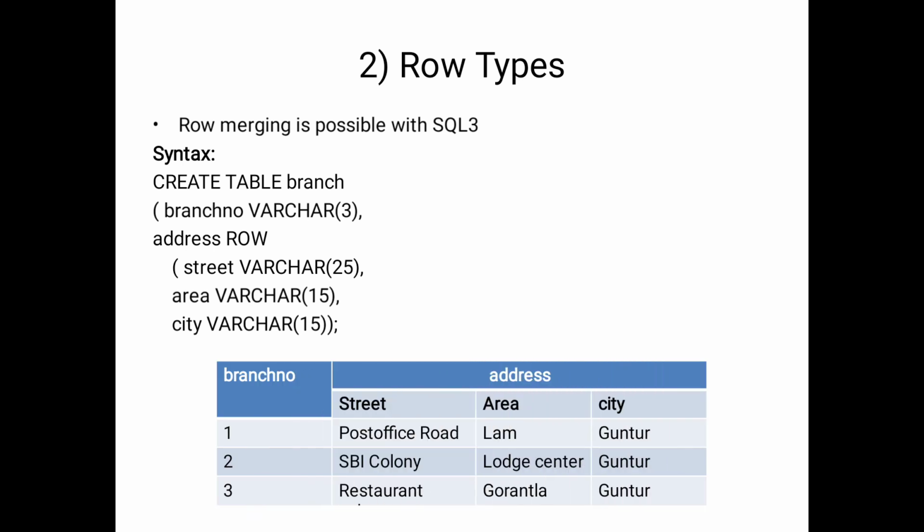In SQL3 that type of facility is available. So with the help of that feature, now I will merge the three rows. Those are street, area and city. Please observe the syntax here. These are the first two features of SQL3.